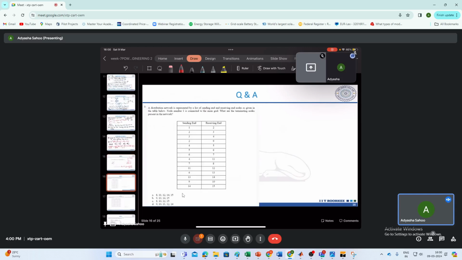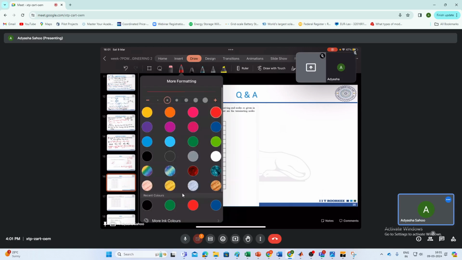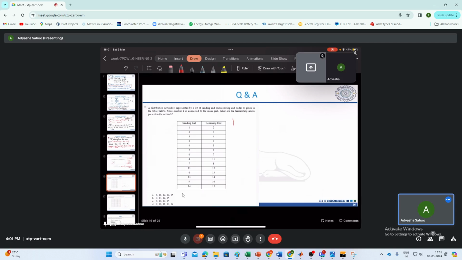Now next question. The distribution network is represented by a list of sending and receiving end nodes as given in the table. Node 1 is connected to the main grid. What are the terminating nodes present in the network? For these kinds of questions you can draw the network using this data. So first, this is the substation node 1.